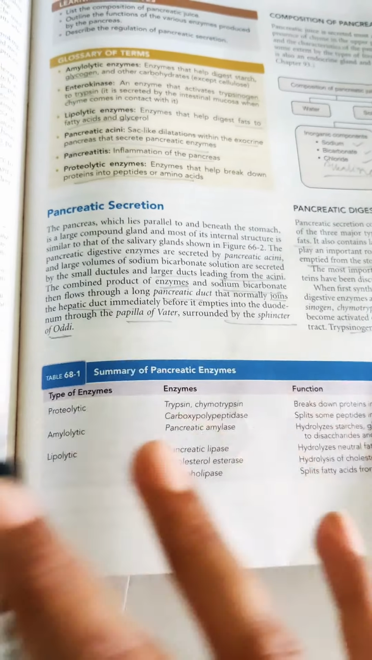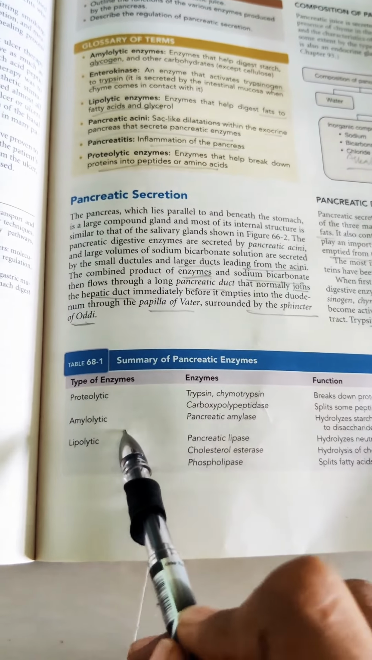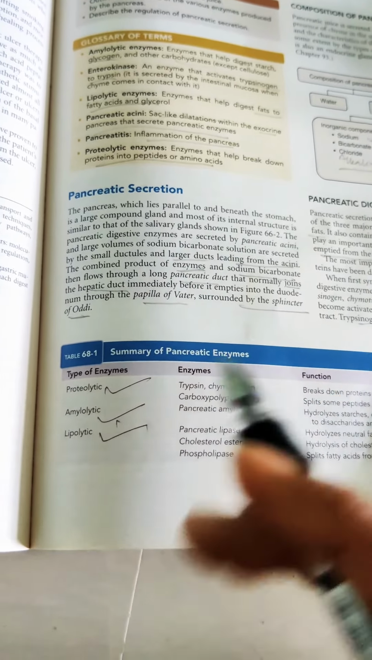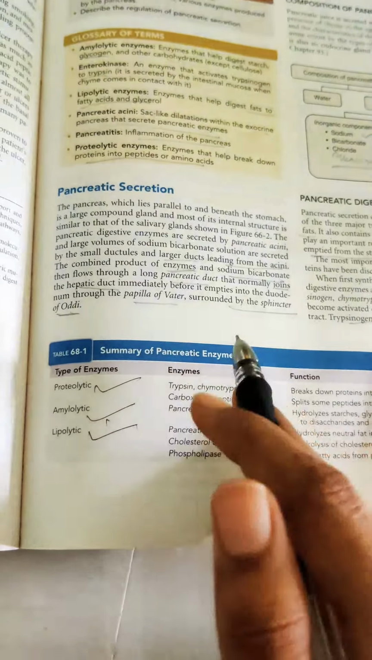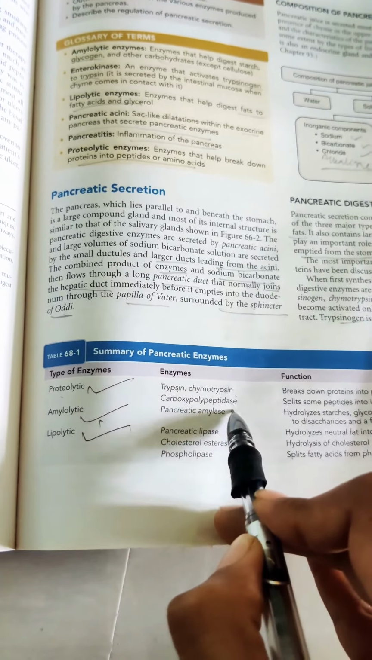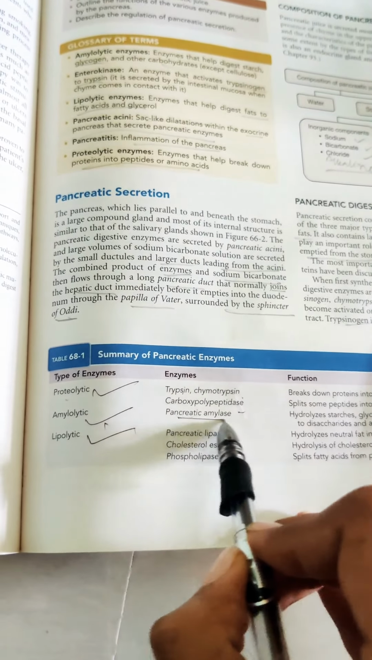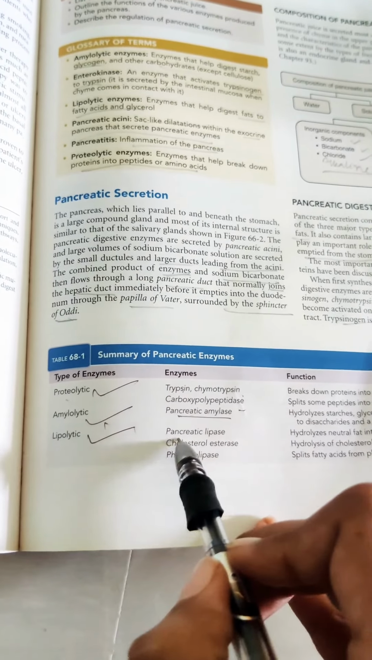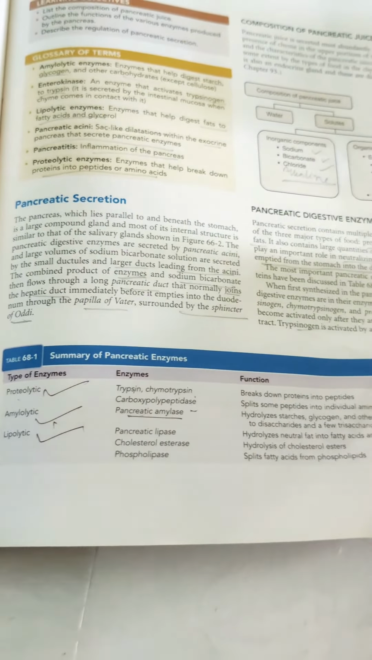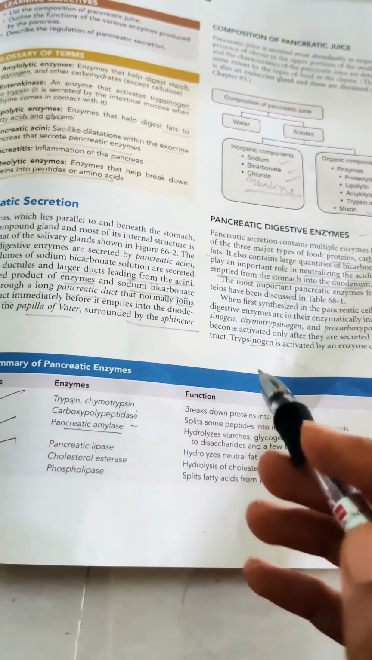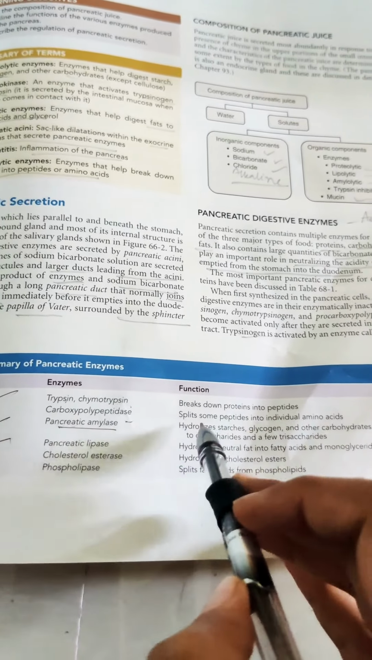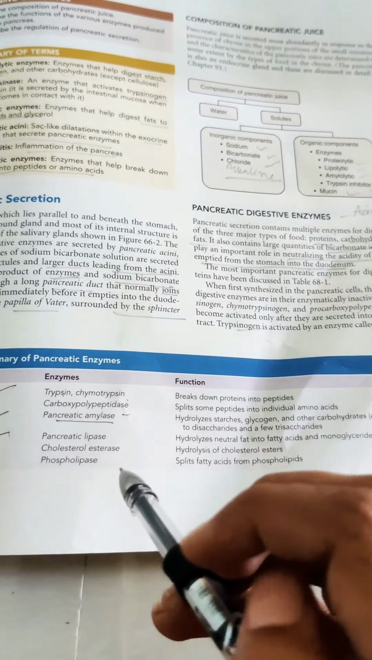So here we have a chart, like a summary of pancreatic enzymes. We have proteolytic enzymes, amylolytic enzymes and lipolytic enzymes. Let us see what they convert. The proteolytic enzymes are trypsin, chymotrypsin, carboxypolypeptidases, and the amylolytic enzyme is pancreatic amylase. Lipolytic enzymes are pancreatic lipase, cholesterol esterase and phospholipase. First, the proteolytic enzyme function. Mainly they are useful for breakdown of protein into peptides, and split some peptides into individual amino acids.